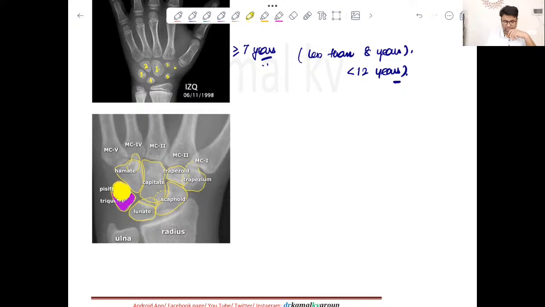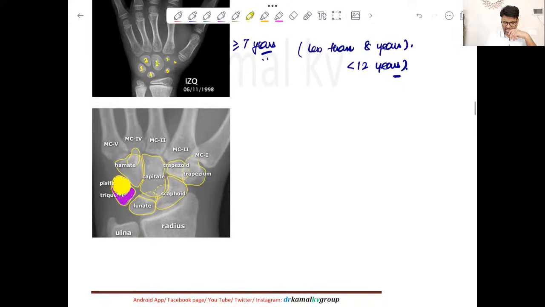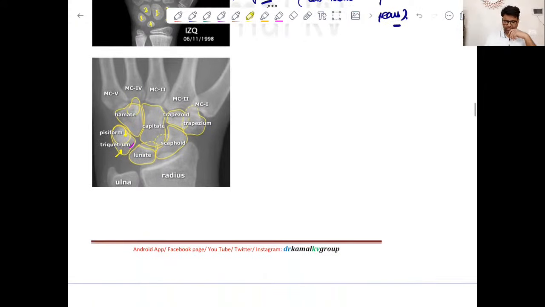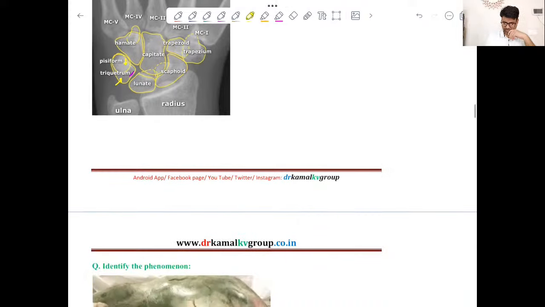At times students miss that, and this can be easily seen by increased lucency. So if you look here, just look at the appearance of the bone here, and just look here, so white, and this white is because there is a bone overlying a bone, so it is giving a more white appearance, right? So this is in short about the anatomical basis of this question.